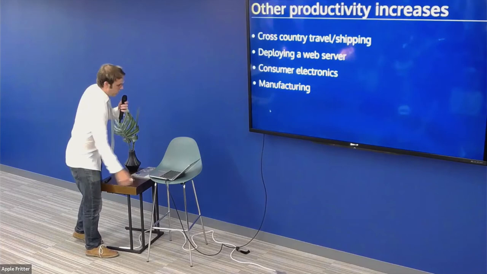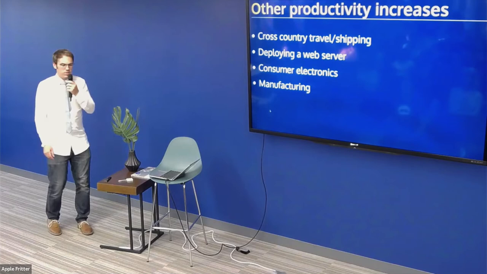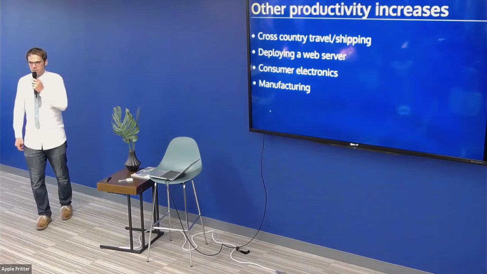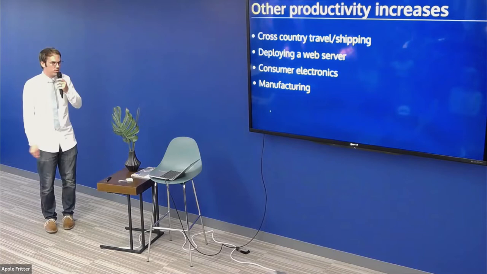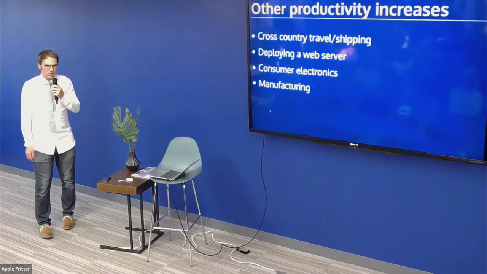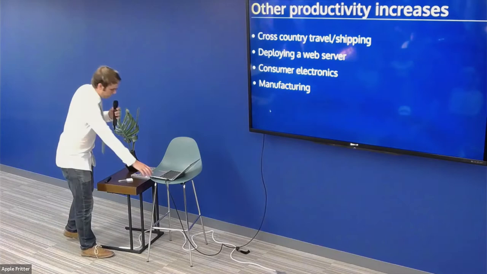Other productivity increase examples. It used to be really expensive to fly across the country or ship something across the country, and really slow. Now it's really fast. You used to have to go to a data center to rack a server and rent space in advance. And now you can go to AWS and in three clicks, you can have a Ruby on Rails app up and running. Consumer electronics, obviously, have always gotten smaller and cheaper over time. Manufacturing in general gets more productive over time, right? These are industries that are becoming more productive where you can expect that to happen, right?